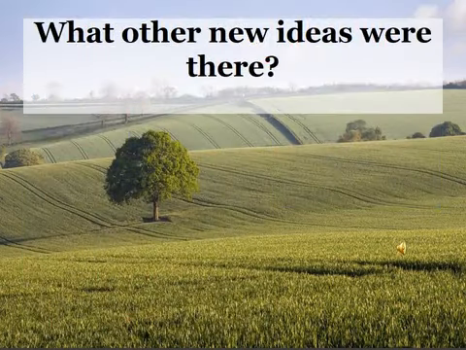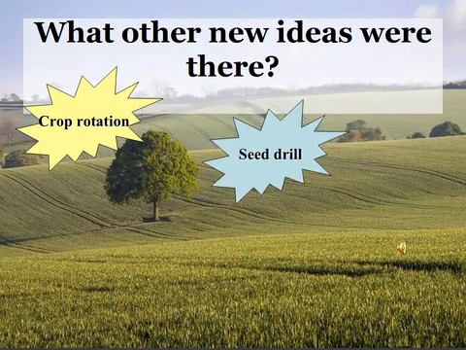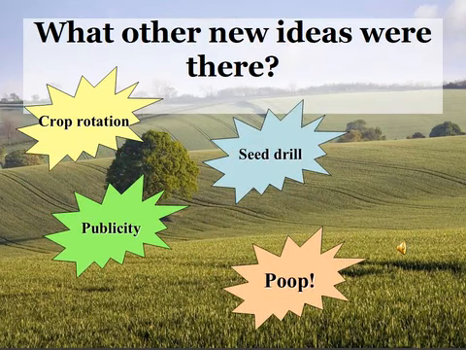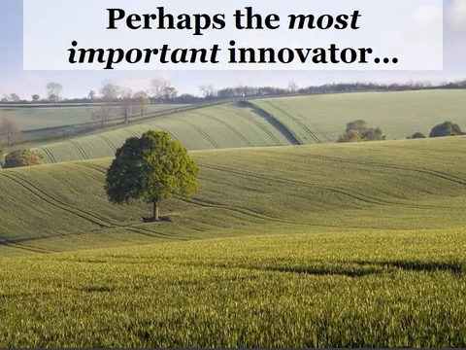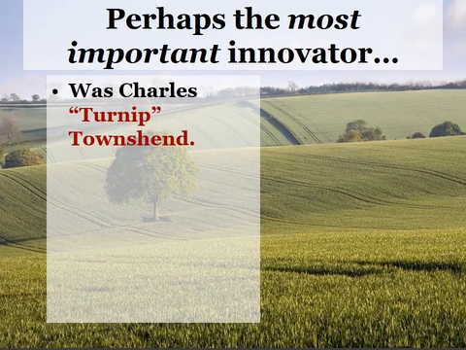Other new ideas. Bakewell's was just one. There was crop rotation. There was something called the seed drill. There was, believe it or not, publicity was important. I cannot overemphasize the importance of poop. And another guy, you know, Bakewell, another guy who's important. And maybe I think the single most important man in the agricultural revolution was this guy, Charles Townsend, who got the nickname Turnip. I much prefer being called Capability. But he got that nickname because of his obsession with planting crops like turnips. And that obsession was incredibly smart.